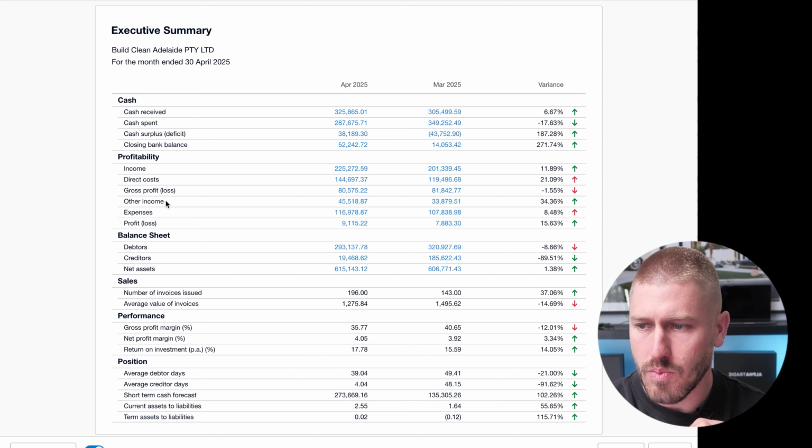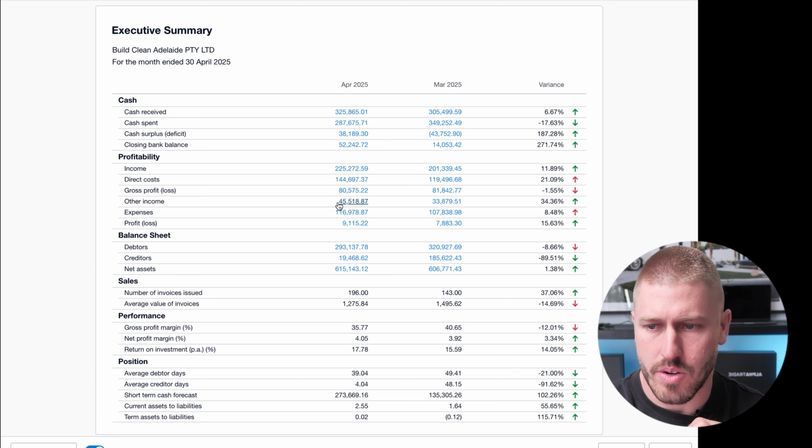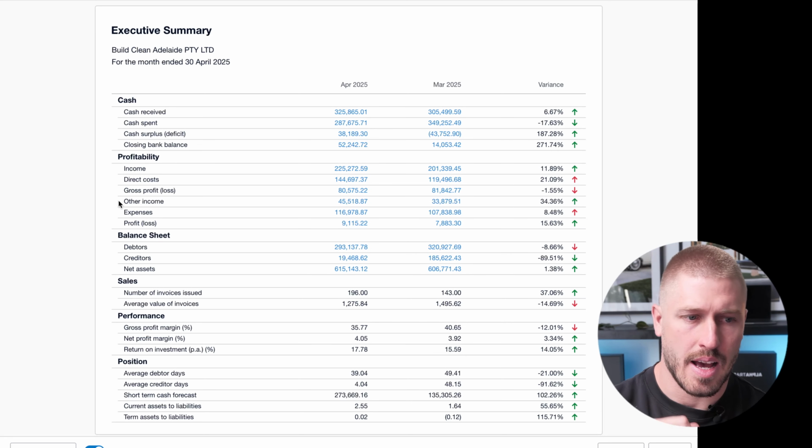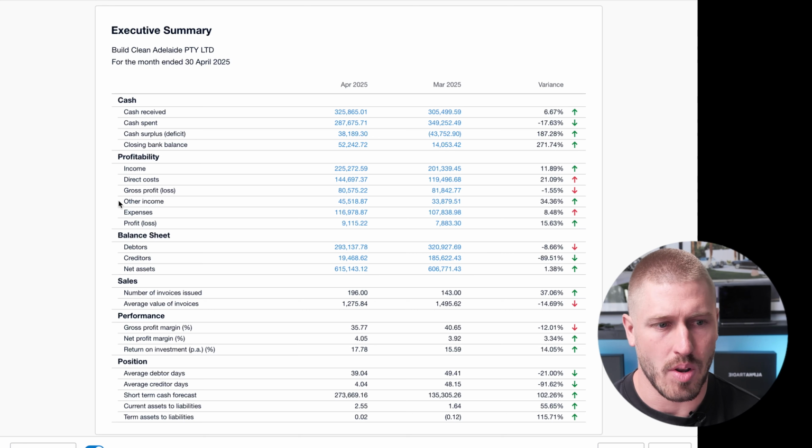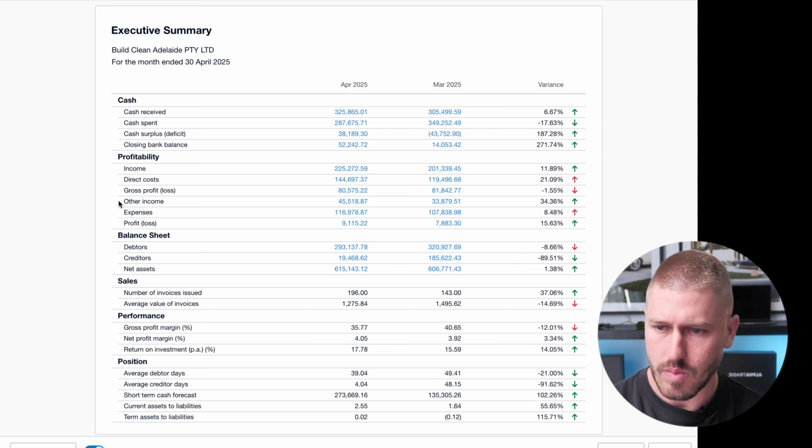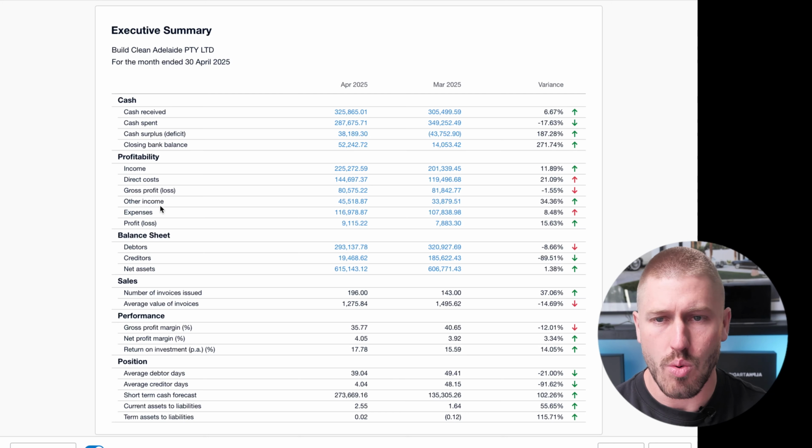Our other income, these are whether you sell vehicles, whether you have investments. This is just our other income line, as you know from your P&L. And then we've got our operating expenses or titled expenses here. We also want to see our operating expenses remain relatively constant. And we've got our profit and loss.